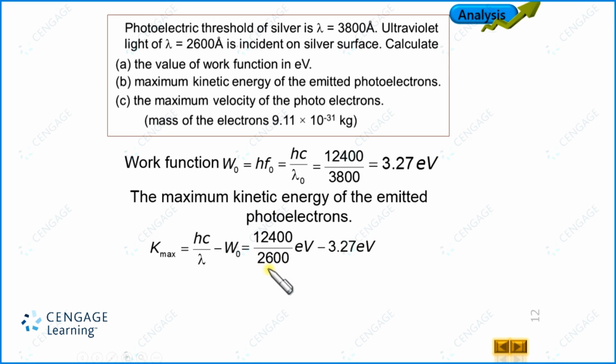We will get this value in electron volt, that is the energy in electron volt, and W naught we have calculated as 3.27 electron volt. So on calculation we will have this value. This is the energy of the incident radiation. On calculation we will get the maximum kinetic energy as 1.51 electron volt. Okay, now we got the answer for the B part.